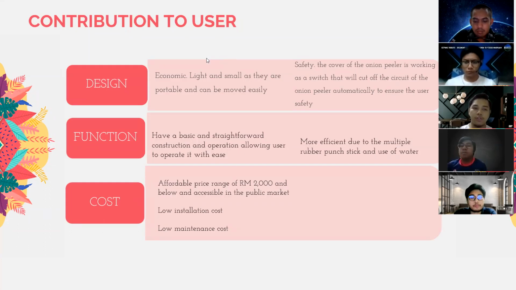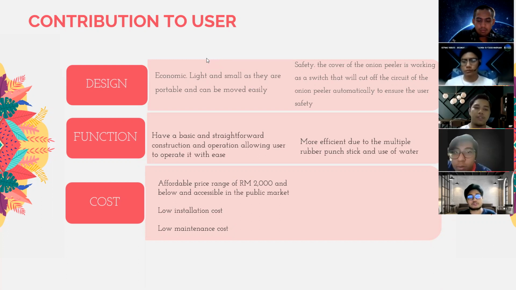For the contribution to the user, there are three aspects that we need to take care of: design, function, and cost. For the design, there are two points we need to think about: ergonomics and safety. For ergonomics, we designed our onion peeler machine to be light and small, so it is portable and can be moved easily. For safety, we designed the cover of the onion peeler to work as a switch that will cut off the circuit automatically to ensure user safety.